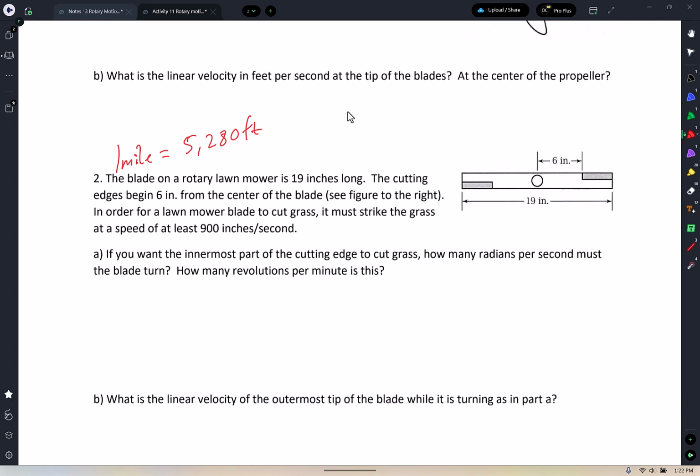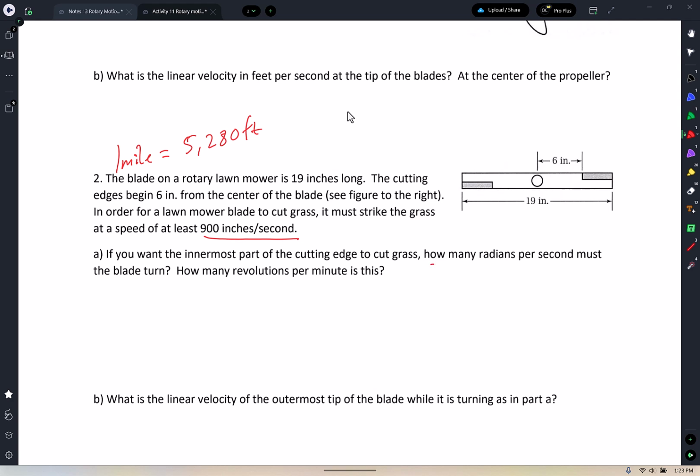From listening. All right. The blade on a rotary lawnmower is 19 inches long. Oh, okay. So we're talking about a lawnmower here. The cutting edges begin 6 inches from the center of the blade. See if you figure to the right. In order for a lawnmower blade to cut grass, it must strike the grass at a speed of at least 900 inches per second. Oh, okay. That's cool. If you want the innermost part of the cutting edge to cut grass, how many radians per second must this blade turn? How many revolutions per minute is this?